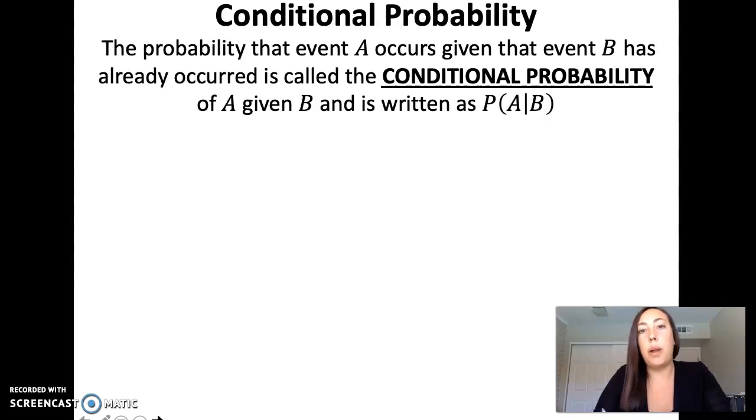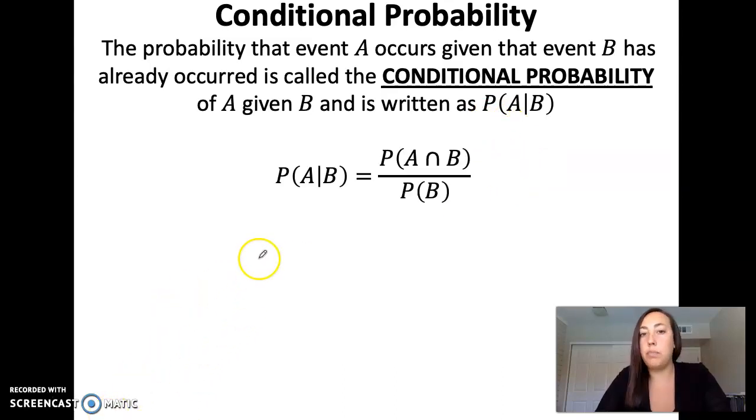Conditional probability is the probability that event A occurs given that event B has already occurred. So you're going to start off with some information about the situation. Something will already have happened. The way we express conditional probability is with this line, and we read it as the probability of event A happening given event B has already occurred, or shorthand, probability of A given B.